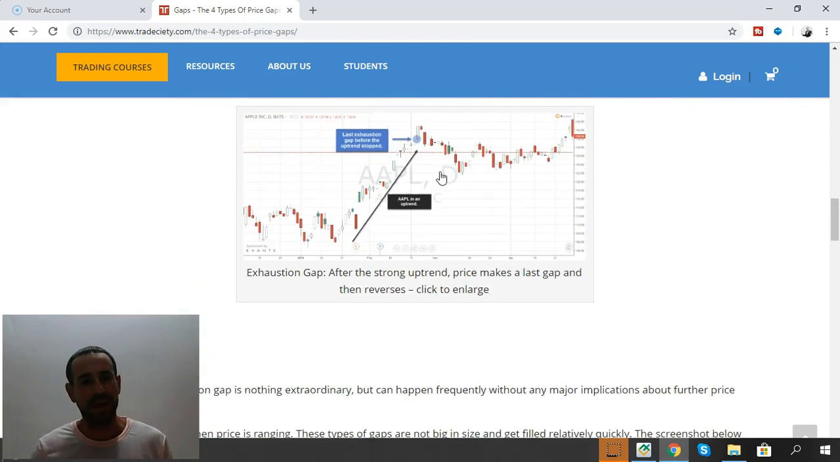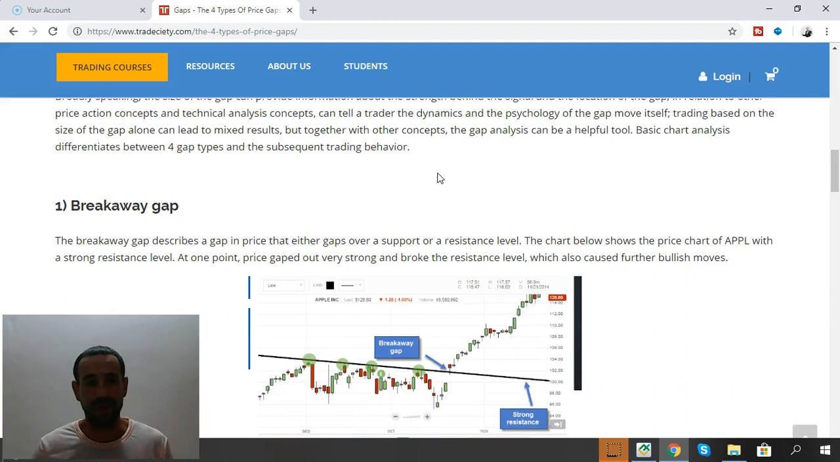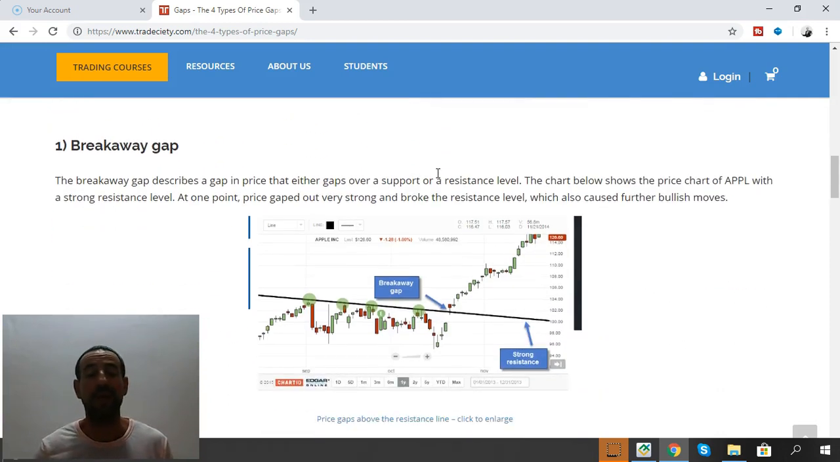There is one gap that I have some respect for, I have to say. It is the breakaway gap. Now, to be honest, I don't find it very often. It's quite rare when I do find it. I do not go and look for it. I only acknowledge it if it stares me right in the face. You know what I mean?